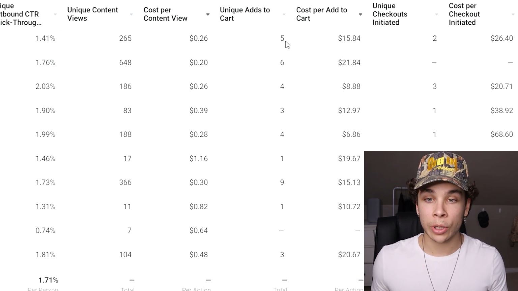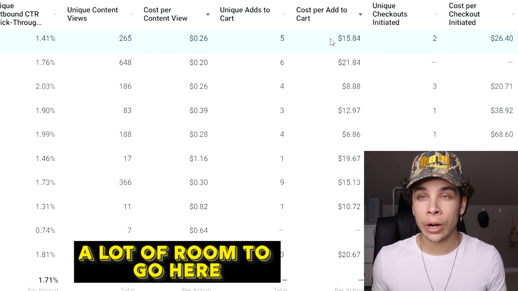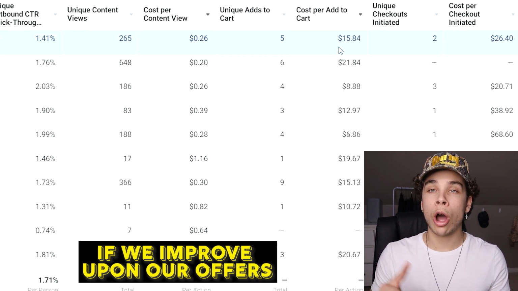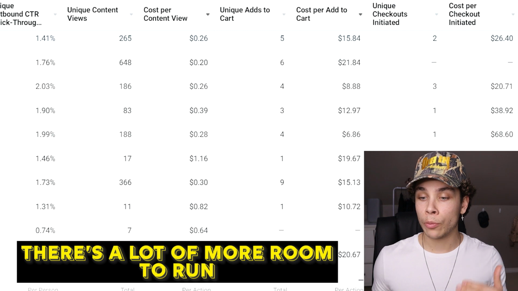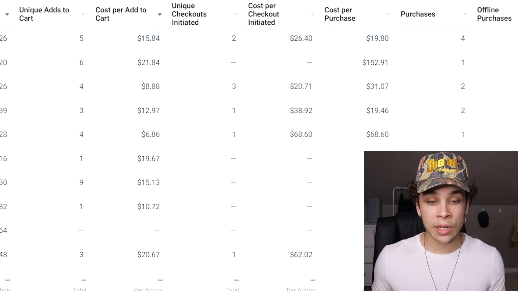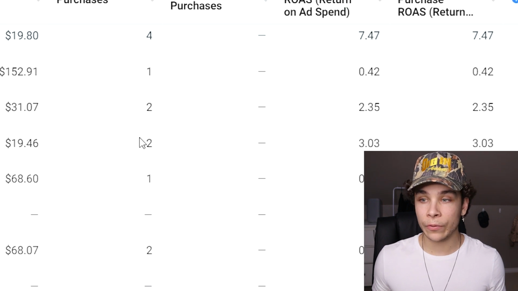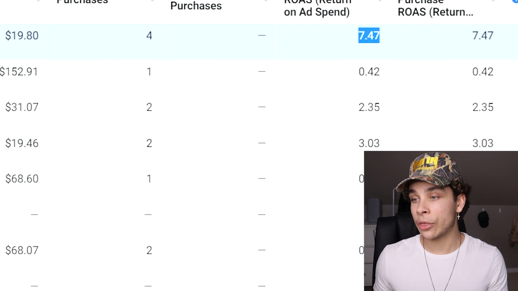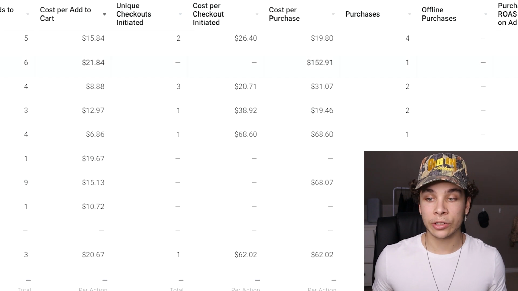At that 26-cent cost per content view, we can get away with it for now, but what it shows us is there's a lot of room to go here, and a lot more money to be made if we improve upon our creatives and if we improve upon our offer and landing page and website customer experience, essentially everything as a whole. There's a lot more room to run with this product in the store, but clearly there is a demand for this product because we can see we're getting add to carts, we're getting checkouts, and we are getting those purchases flowing in. I mean, a 7.47 ROAS, again on this Wayfair ad set here, probably because the traffic was extremely cheap, and then a 2.35, some decent ROAS on some of these other interests as well.